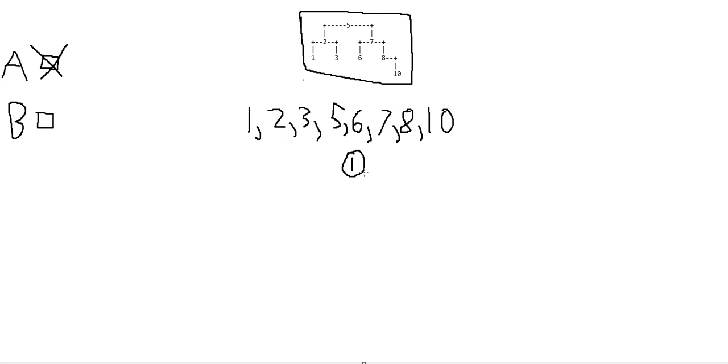2 is greater than 1, so it gets inserted to the right subtree. 3 is greater than 1, and it's greater than 2. So it gets inserted to the right subtree of 2.